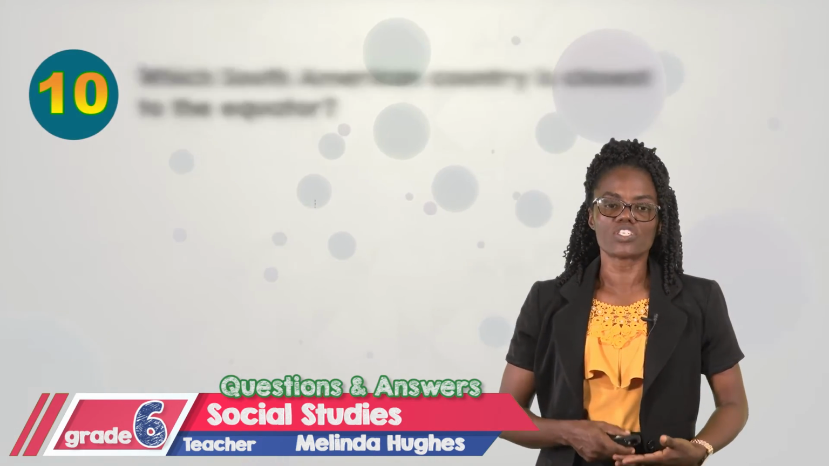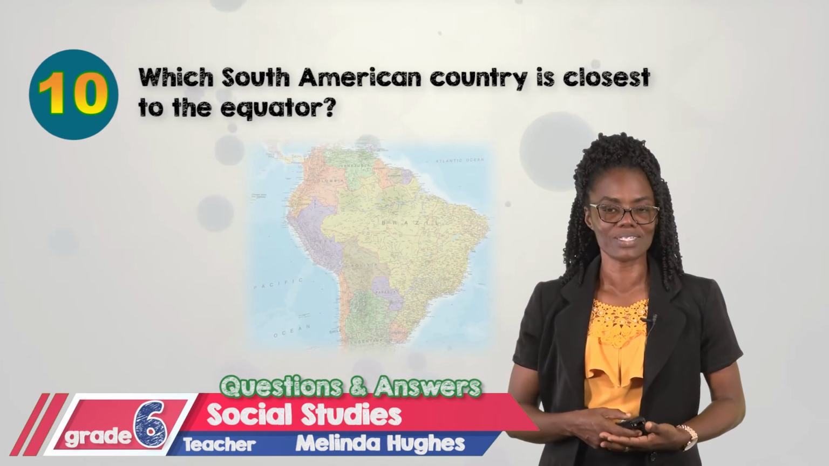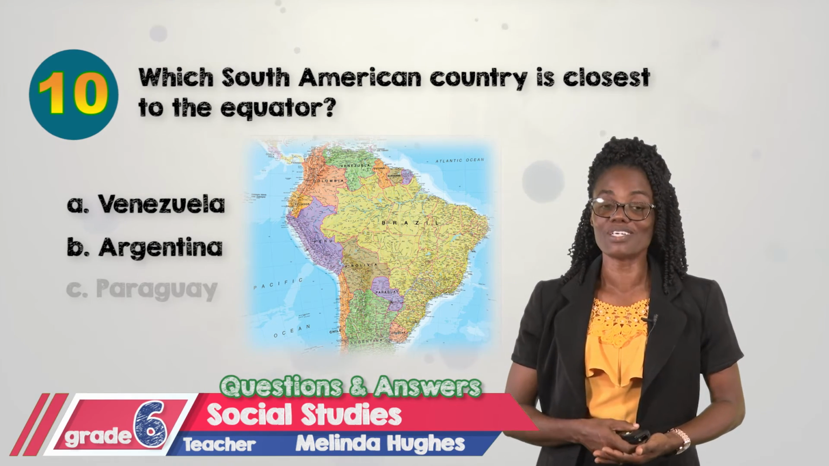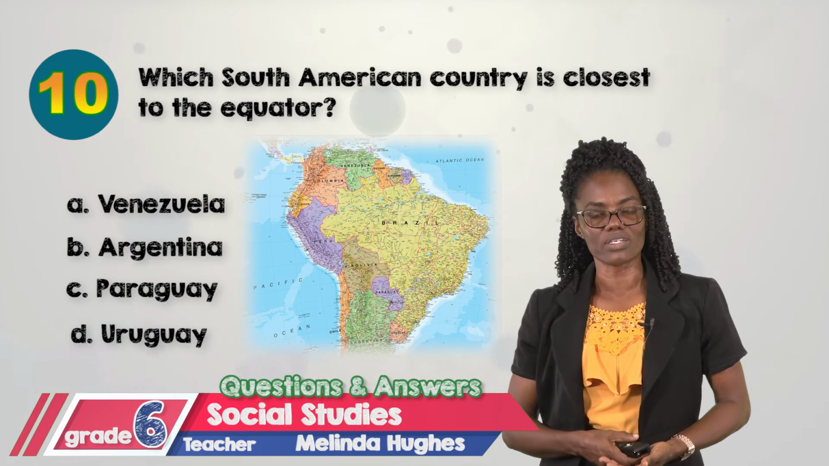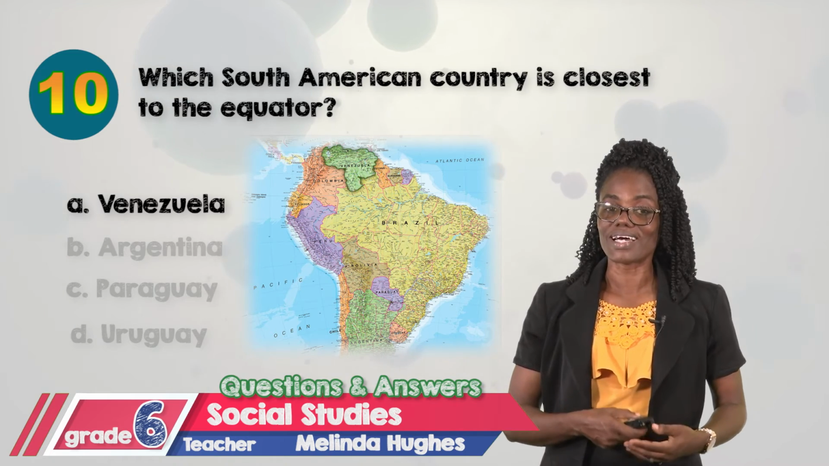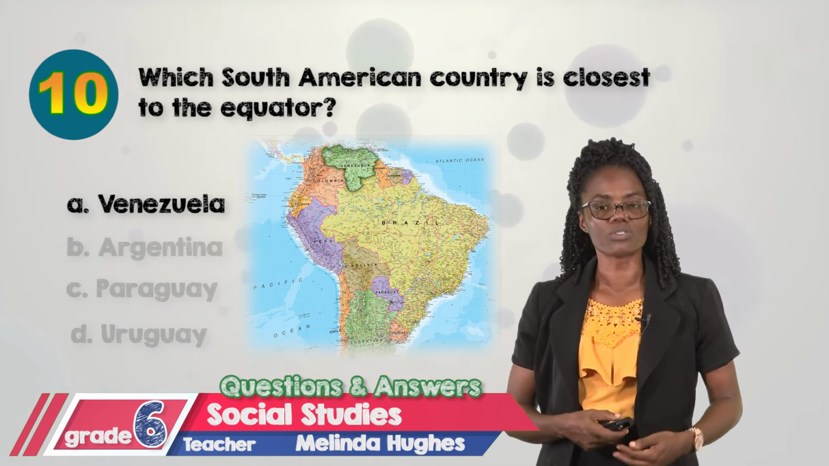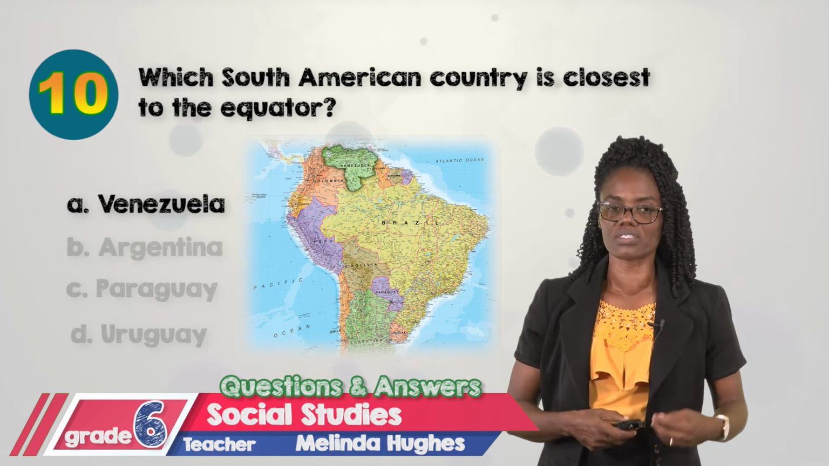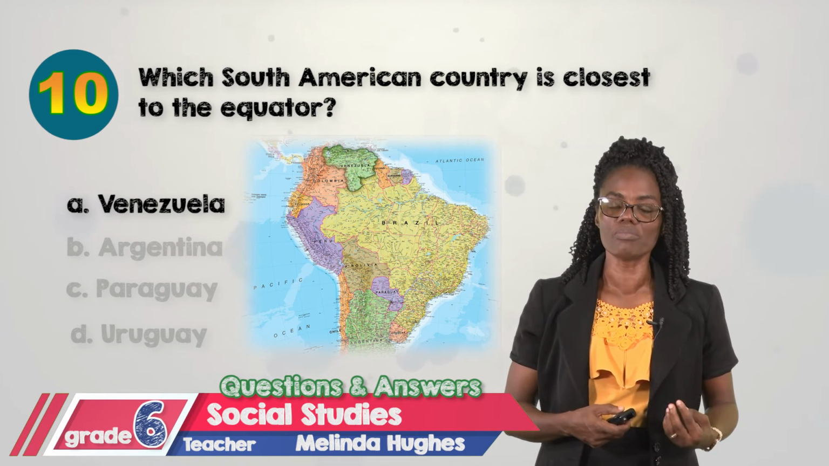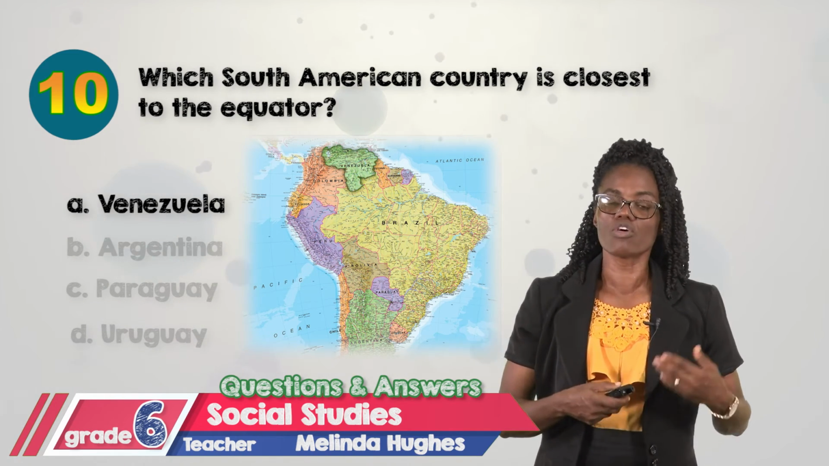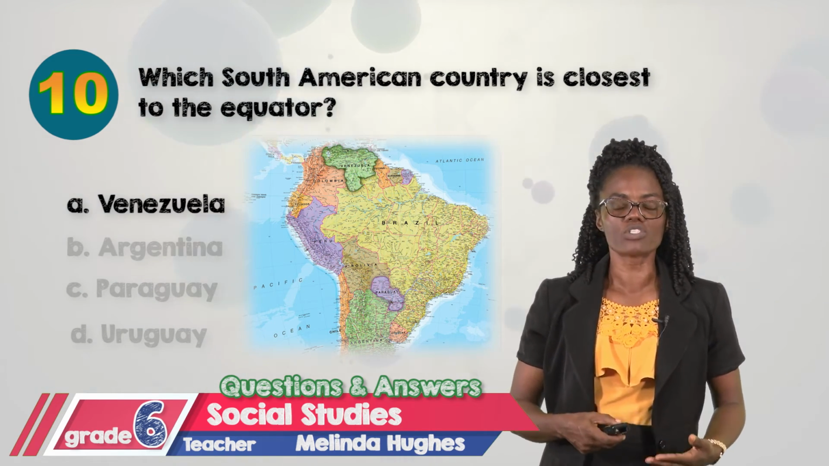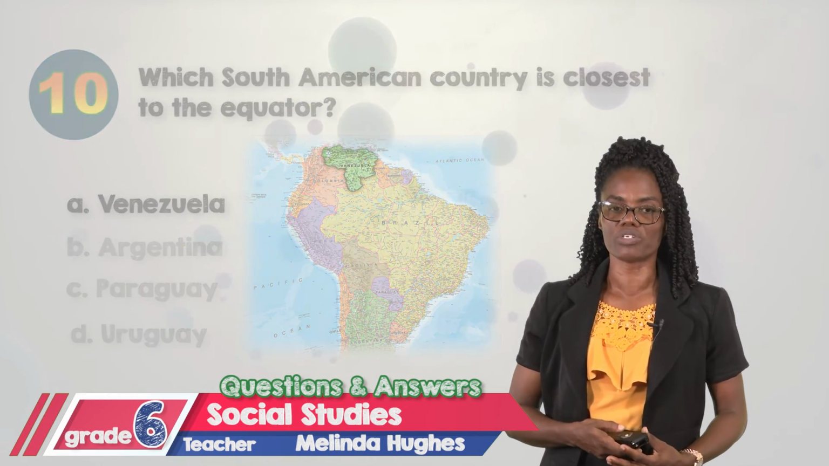Question 10. Which South American country is closest to the equator? A, Venezuela, B, Argentina, C, Paraguay, D, Uruguay. The answer is A, Venezuela. Venezuela is that South American country that can be found closest to the equator. As a matter of fact, Venezuela, Guyana, Suriname, and a portion of Colombia are all located near or close to the equator. Argentina, Paraguay, and Uruguay are found to the southern part of South America.